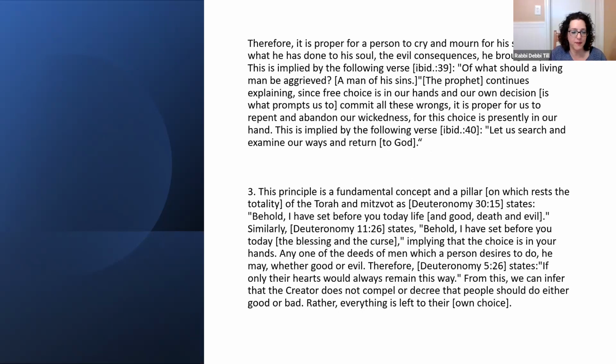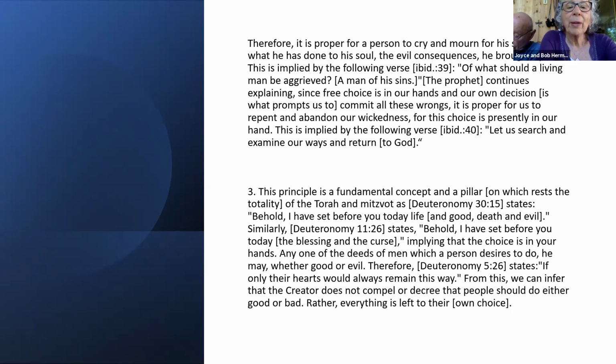We go in deeper, by the way. Therefore, it is proper for a person to cry and mourn for his sins and for what he has done to his soul, the evil consequences he brought upon it. This is implied by the following verse: "Of what should a living man be aggrieved? A man of his sins." The prophet continues explaining, since free choice is in our hands and our own decision is what prompts us to commit all these wrongs, it is proper for us to repent and abandon our wickedness, for this choice is presently in our hand.